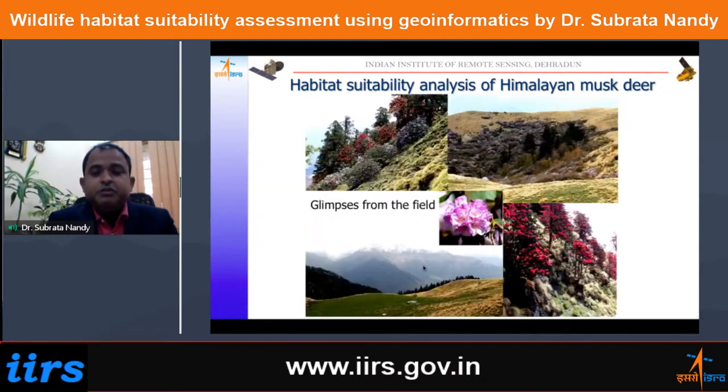Now, these are glimpses of the field. This is Kedarnath Wildlife Sanctuary, and these are areas which are very suitable for this animal. This animal is very shy, and they prefer areas where they don't come out in the open. They will be near this area. In case of any disturbance, they will go inside these small bushes. So this is a perfect habitat.